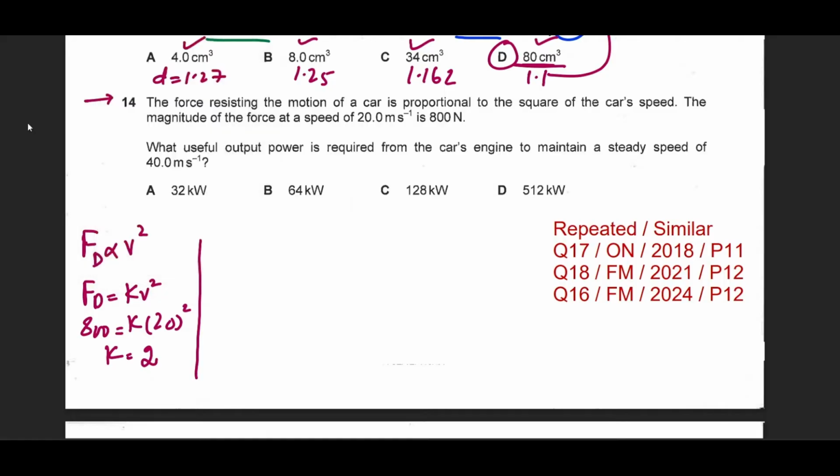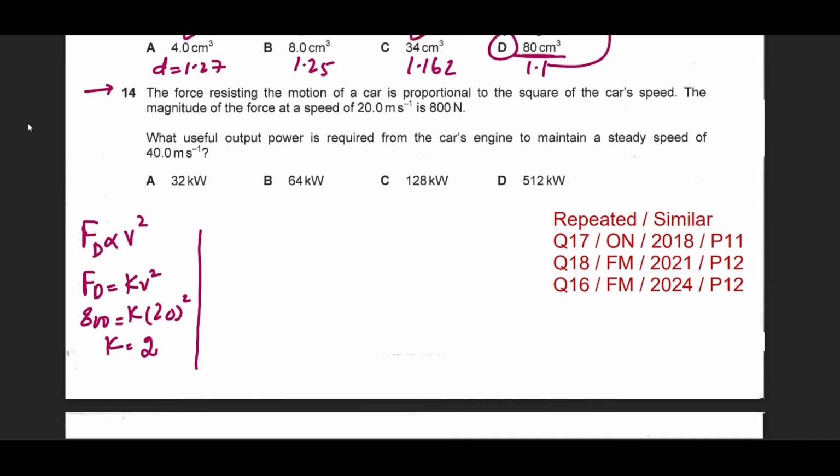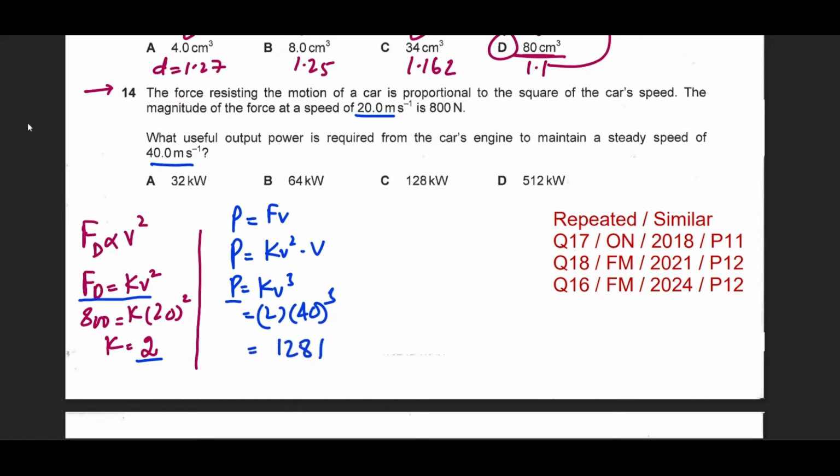He says, what's the useful output power required for the engine to maintain a speed of 40 meters per second? So the formula for power is P equals FV, and we have made a formula for F, which is kV square. So P is equal to kV square dot V, which becomes P equals kV cube. Since we want to find out the power, let's replace all the values. The value of K was 2, into the speed 40, whole cube, gives us the answer as 128 kilowatts. So this will be option C, right?